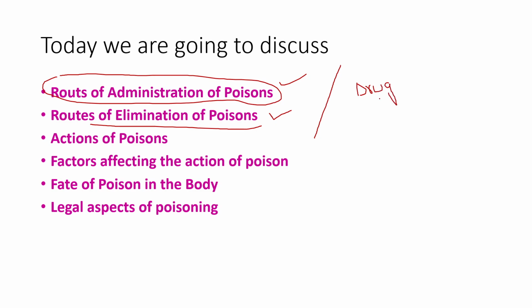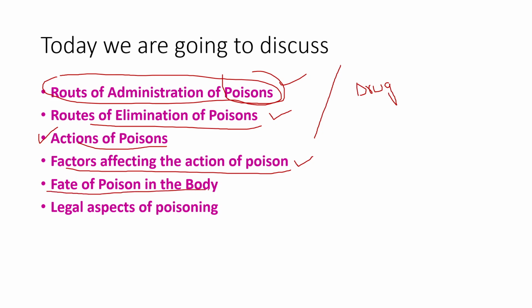Pharma में आप पढ़ते हैं what are the routes of administration of drug, and similarly in forensic there will be the route of administration of poison. What is the route of elimination of drug and what is the route of elimination of poison in forensic medicine? How the poison acts, very important. What are the factors that affect the action of the poisons? Most of the time it comes in the exams as an OSPE, as long questions, short questions, or might be asked in the Viva.